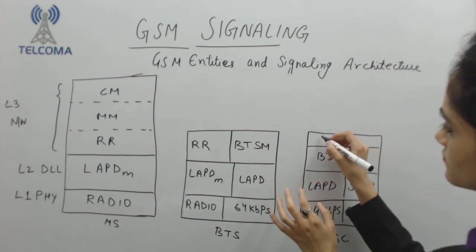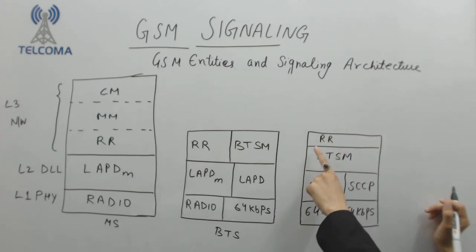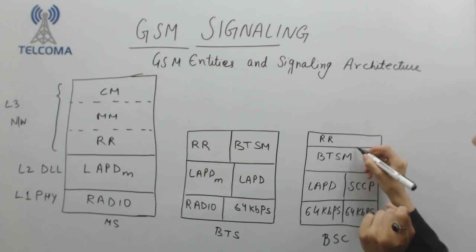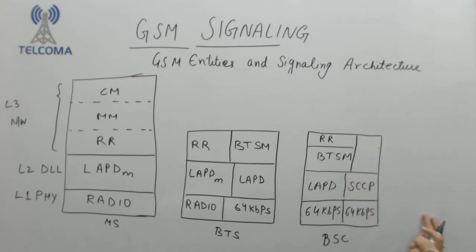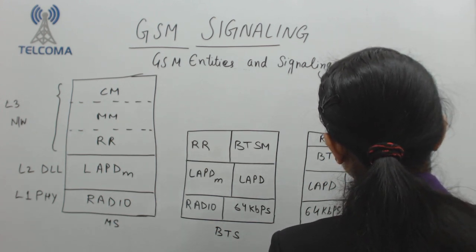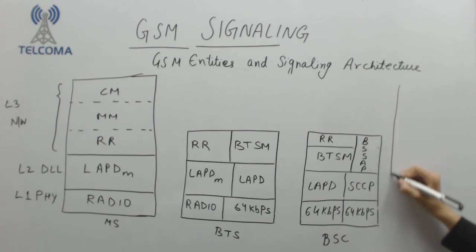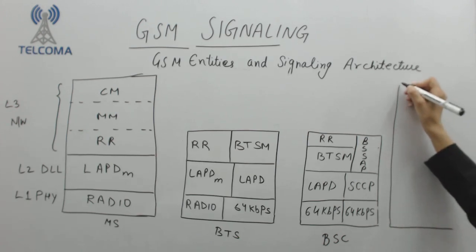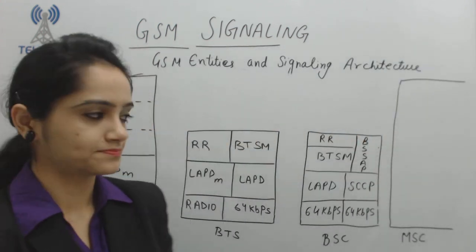BTSM. This is RR. I will divide like this. BSSAP. Now let's move towards the MSC end. This being at towards MSC end.